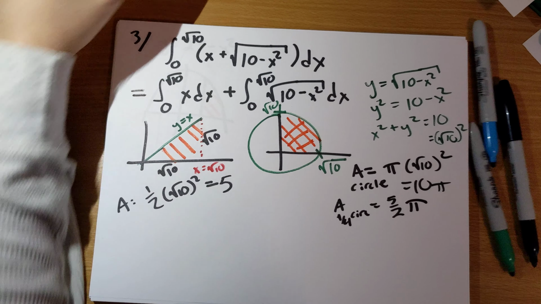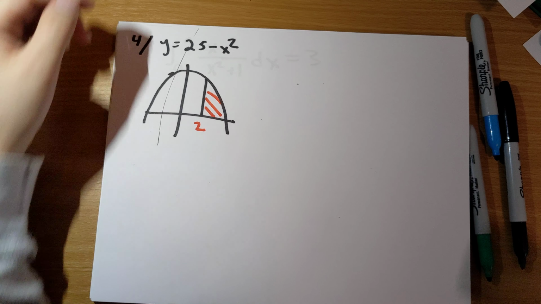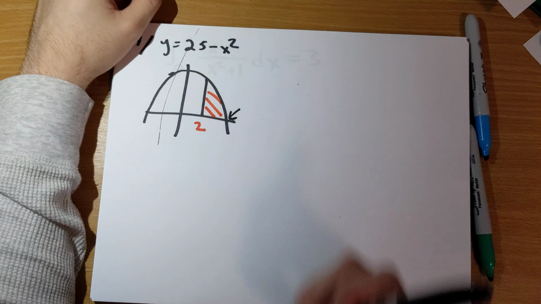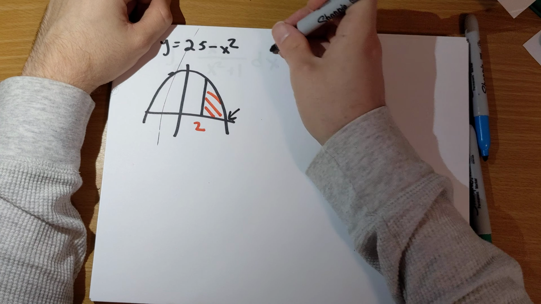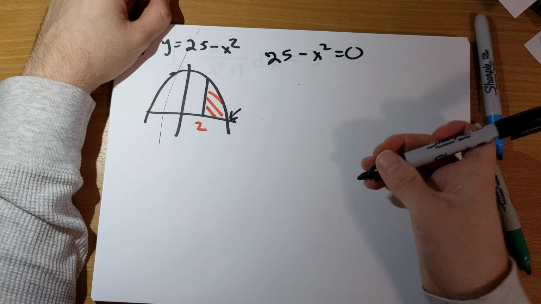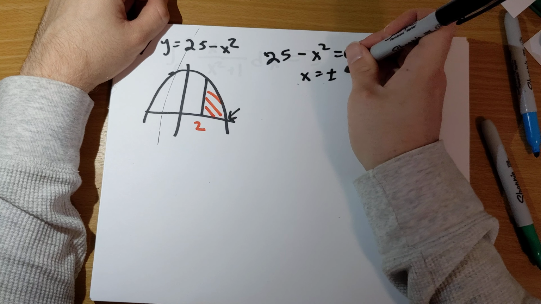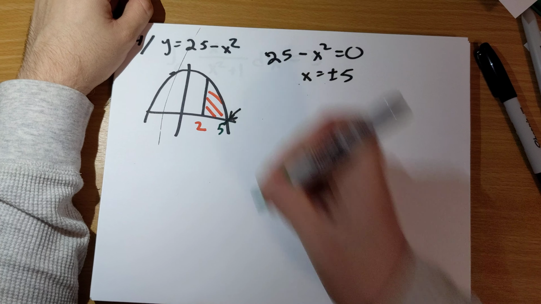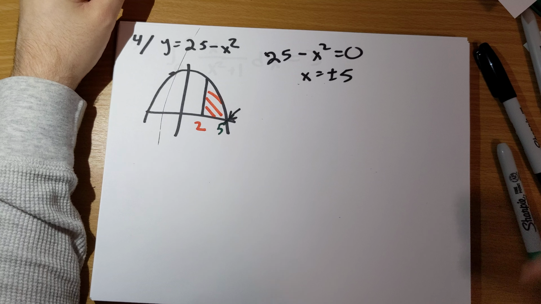Okay, problem number 4, another picture problem here. The curve y is equal to 25 minus x squared, as shown in the figure below. Calculate the area of the shaded region here. Well, the thing that we need to know here is, what is this intercept? This is when 25 minus x squared is equal to 0. x is equal to plus or minus 5. This is the positive root here, so this is 5.